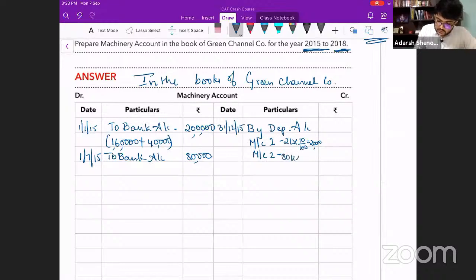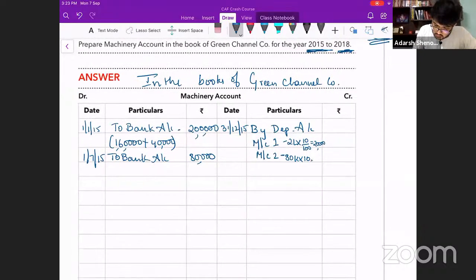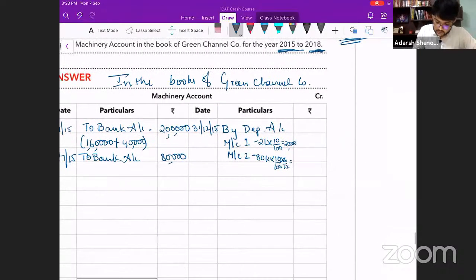And what about the machinery 2? 80,000 was the price of the machinery. Have you used it for the whole year? No, you've not used it for the whole year. You used it for how many months? You've used it only for 6 months. So how much do you get? 10 by 100 into 6 by 12? 4,000. So what is the total depreciation for the year?